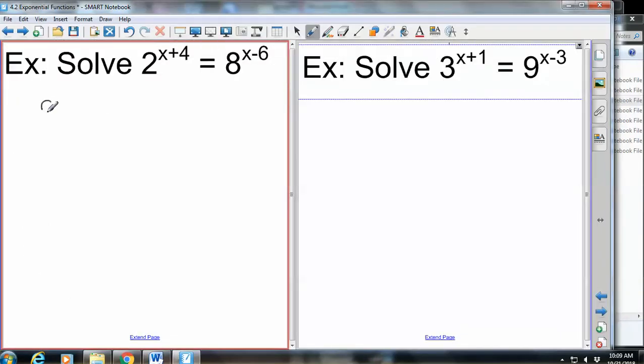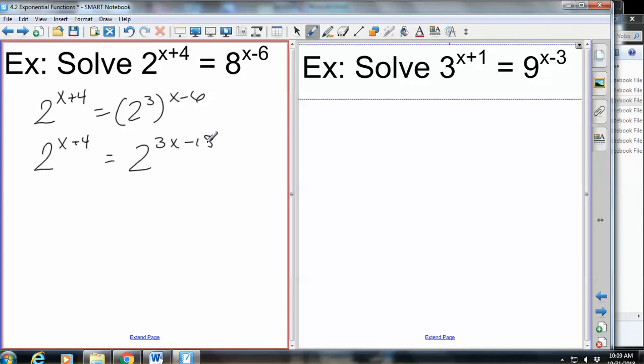Okay, so if I get a common base, I get 2 to the x plus 4. 8 is 2 cubed. So 2 to the x plus 4 equals 2 to the 3x minus 18. So x plus 4 equals 3x minus 18. So we get 2x equals 22. So x is 11.